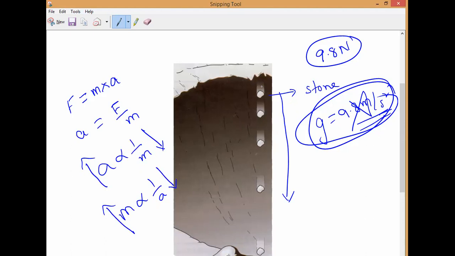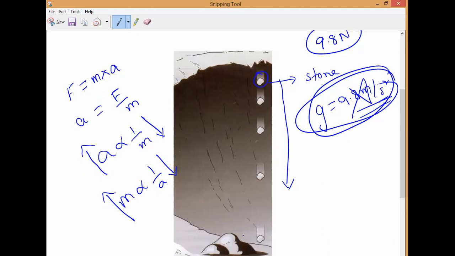In the case of the stone as well as the earth, why is the earth not moving? Why are we not observing the earth moving towards the stone? Because the earth is extremely large compared to the stone. The stone's mass is negligible compared to the mass of the earth. Will you accept that, guys? Yes, sir. That is why we are observing only what, guys?